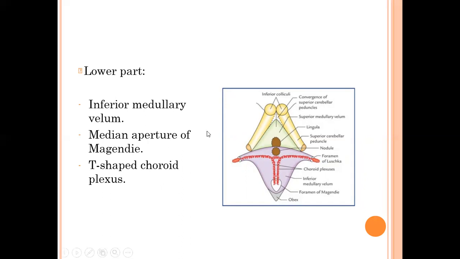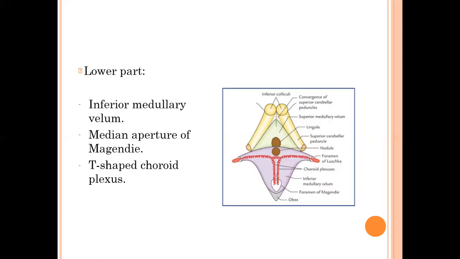The lower part of the inferior medullary velum has a large aperture in the median plane, that is the foramen of Magendie, through which the cavity of the fourth ventricle communicates with the subarachnoid space of the cerebellomedullary system, that is the cisterna magna. So that is about the upper part and the lower part of the roof of the fourth ventricle.